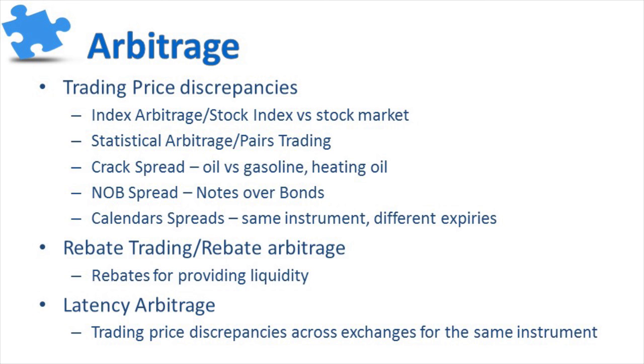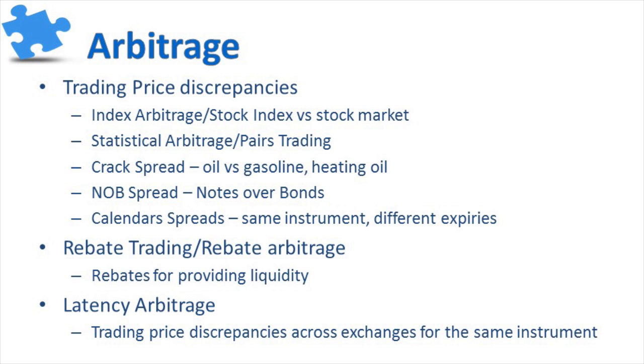Now, it's arbitrage that keeps the related markets in line. In fact, as competition increases for arbitrage opportunity, the potential reward for arbitrage trades gets smaller and smaller as people or algos are prepared to step in front of each other and trade a smaller price discrepancy. Then we have algorithmic rebate trading.